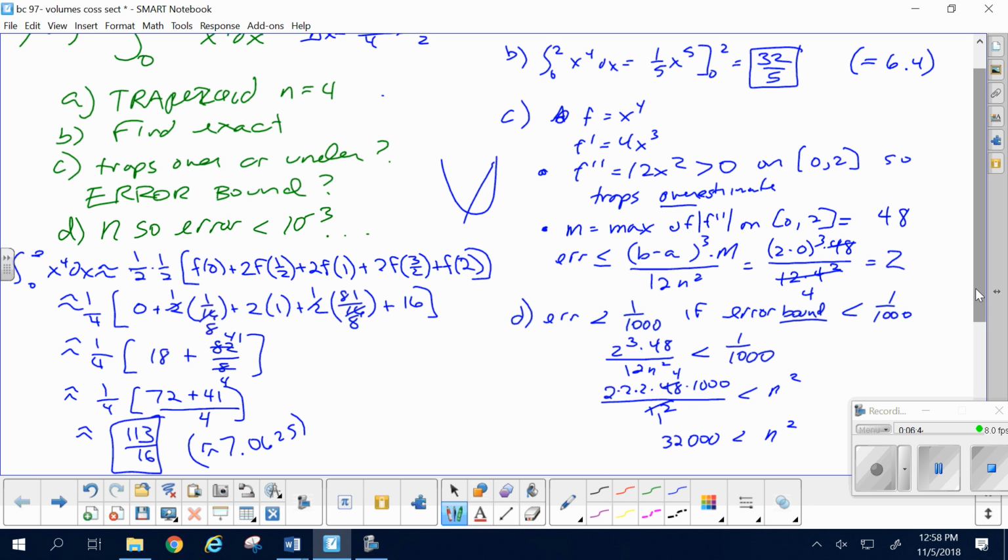Seven-ish, maybe? Remember, you must express n as an integer, so you need at least how many integers? How many trapezoids? 170. Okay, always round up, no matter how close it is to the lower bound, you always round up. You follow? Okay. That works.